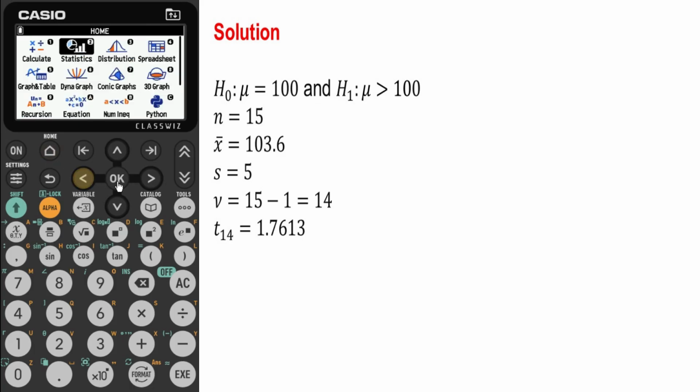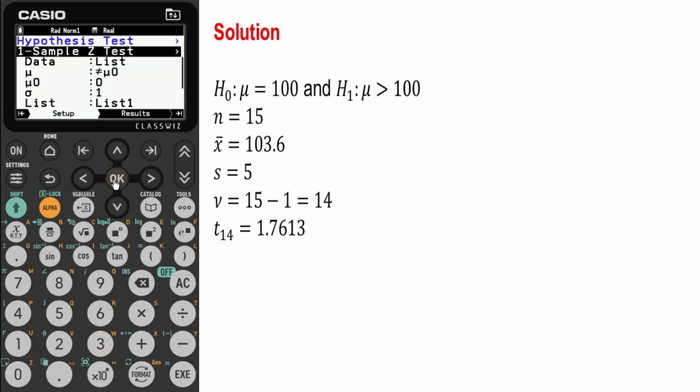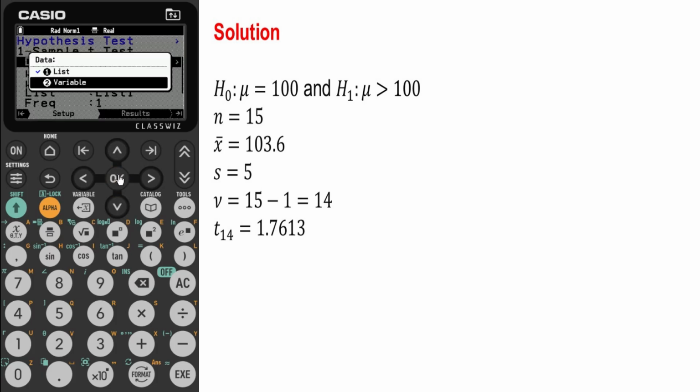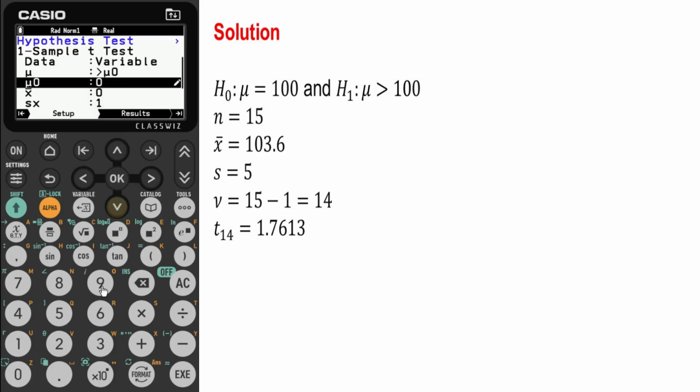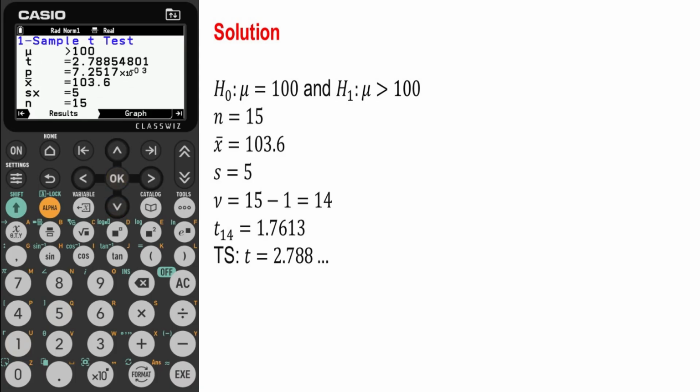If we go to the statistics application, then setup, we have a hypothesis test, we have a t-test, we will use variable data, we have an upper-tailed test, we have 100, 103.6, 5, 15, you will find t to equal 2.788, etc.